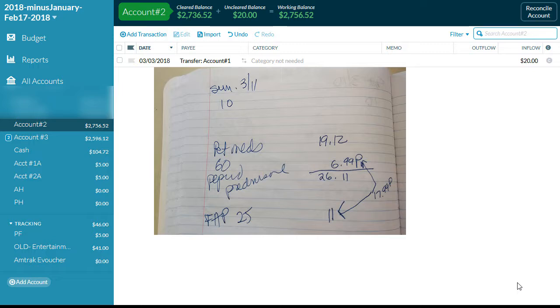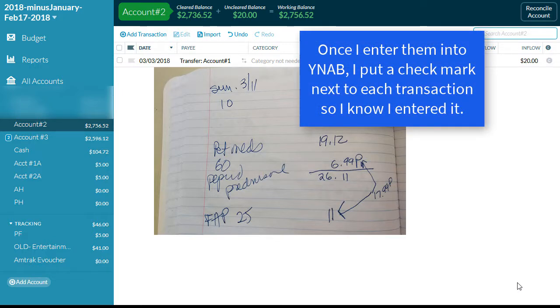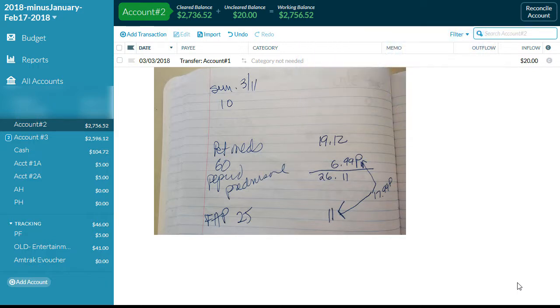Okay, so Sunday, March 11th. Now, I have not entered these into YNAB yet, right? So right now, all I've done is write down what's happened on this piece of paper. So you can see, first of all, the income is 0. Now, what did I think I was going to buy?